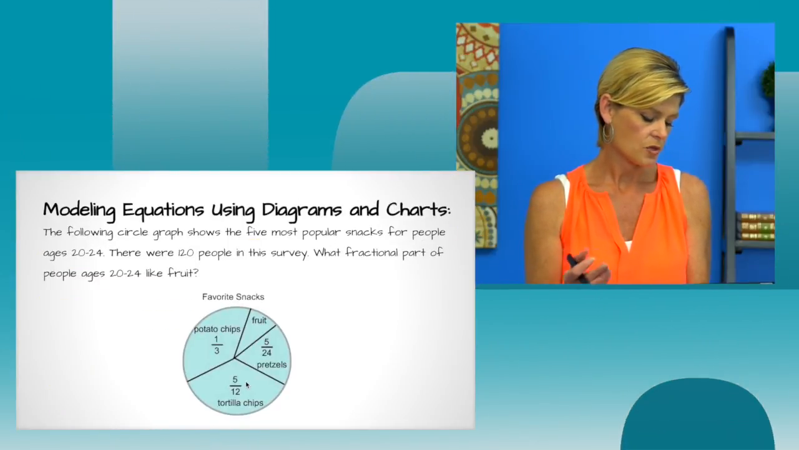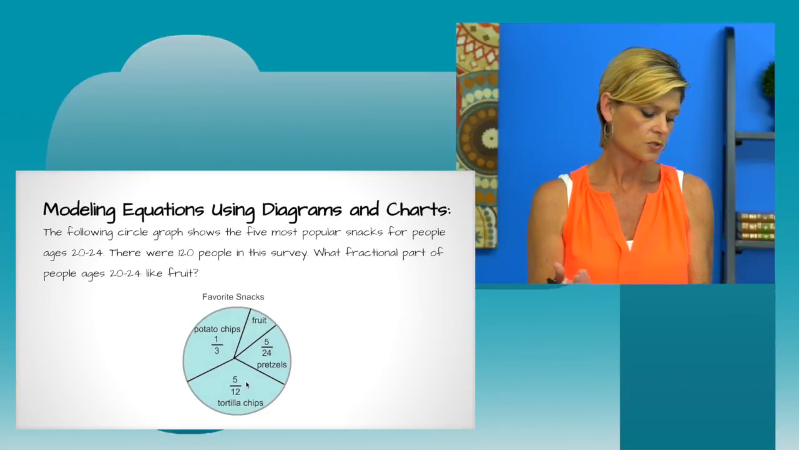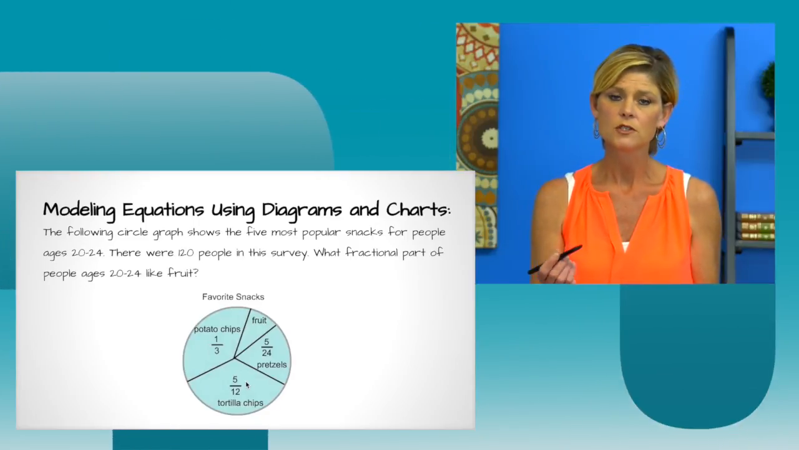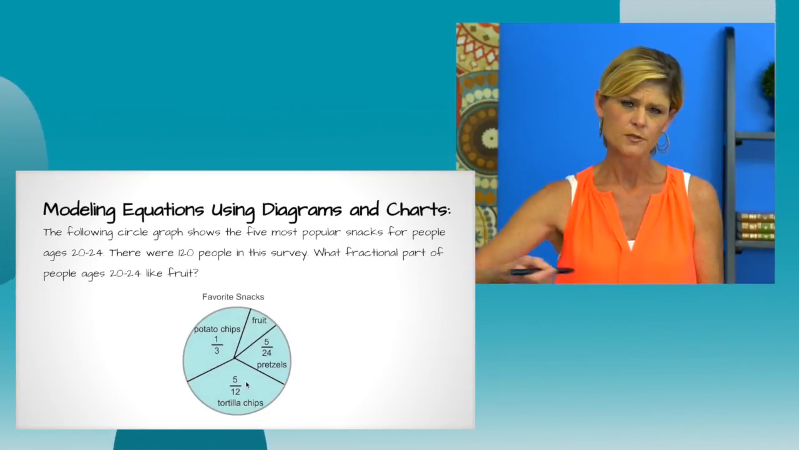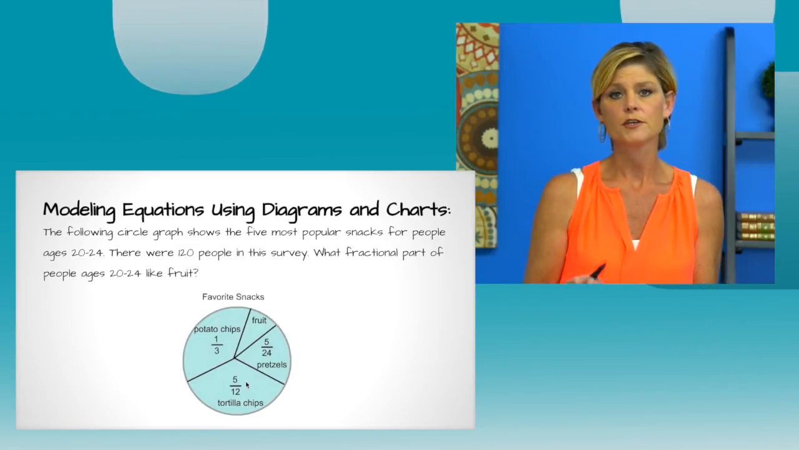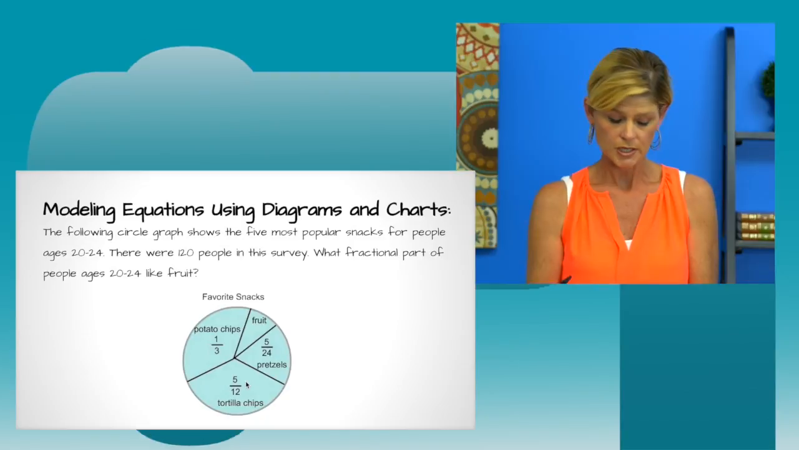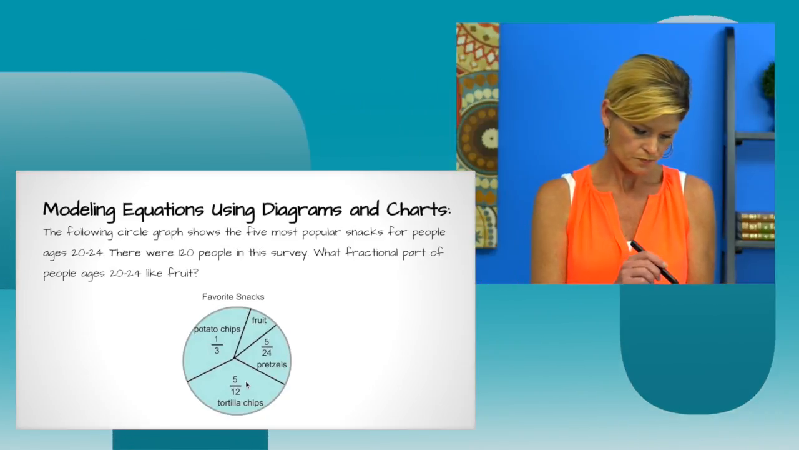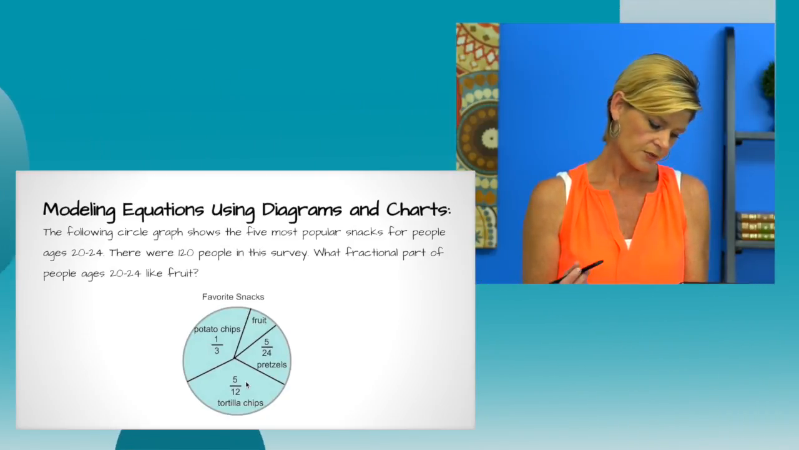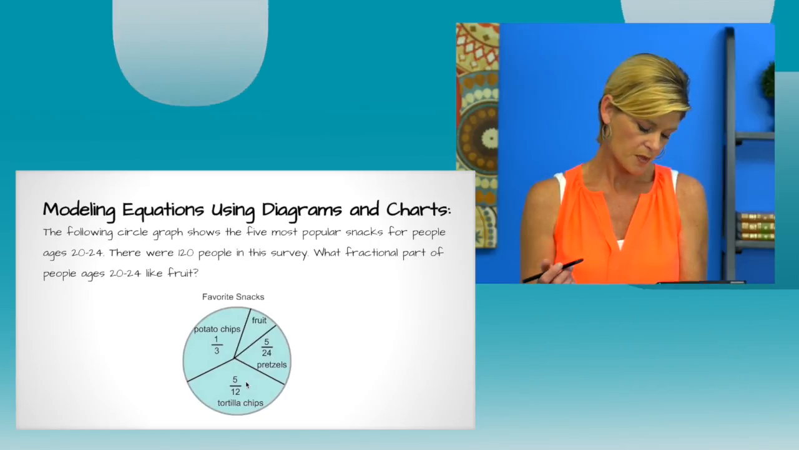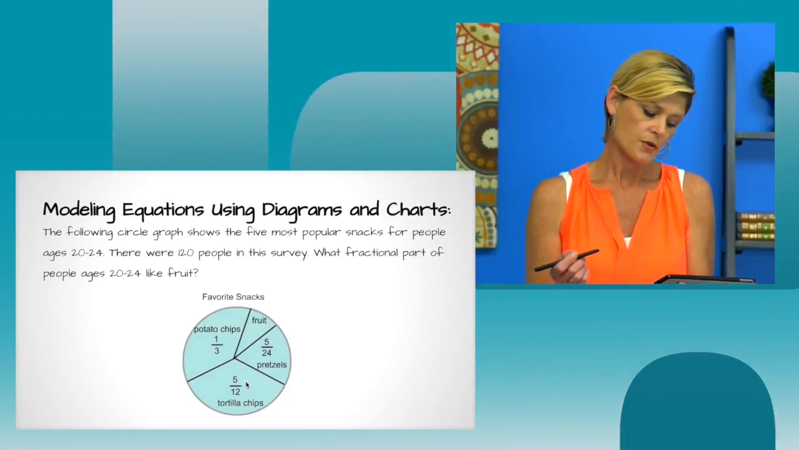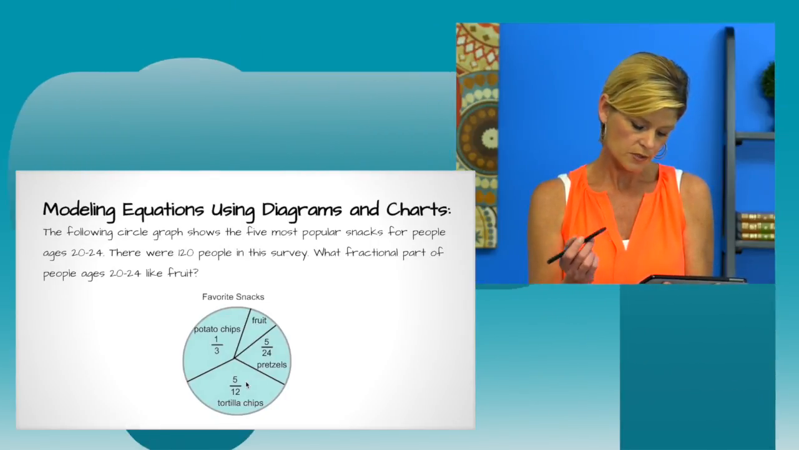And another way that you may come across a situation where you're required to make equations is when you're looking at graphs and diagrams and charts. So it's really important that you're able to look at a graph or a chart and create an equation through looking at it. Let's try one of these. The following circle graph shows the 5 most popular snacks for people ages 20 to 24. There were 120 people in this survey.